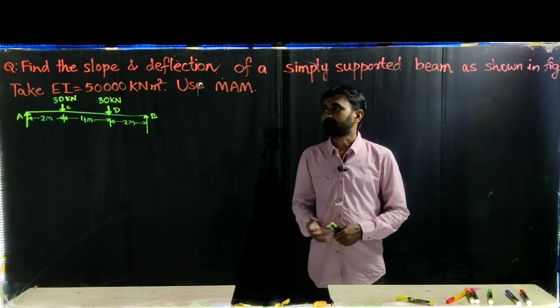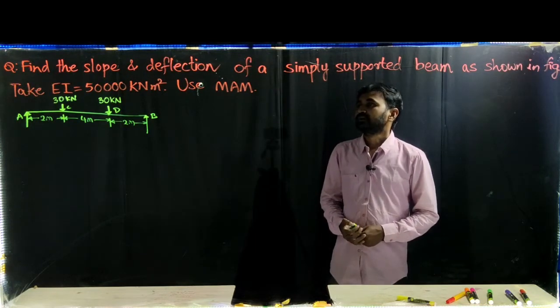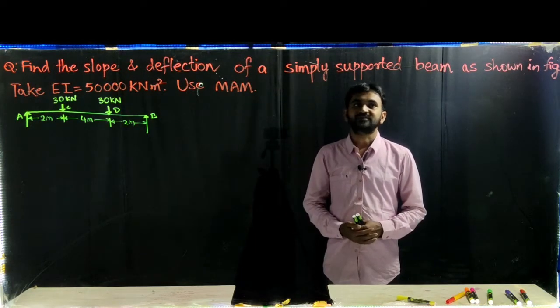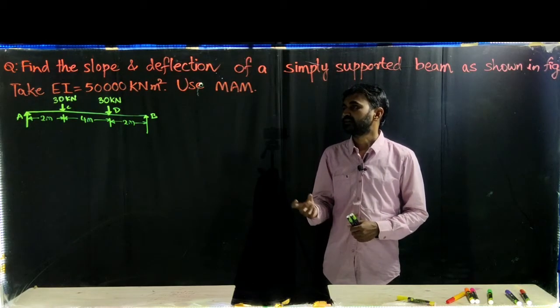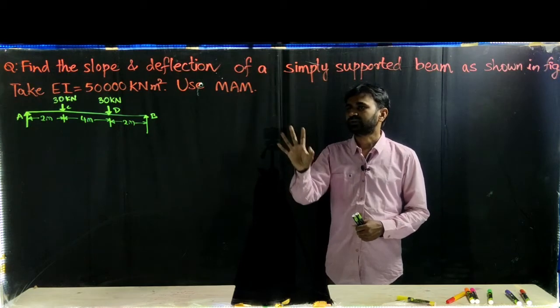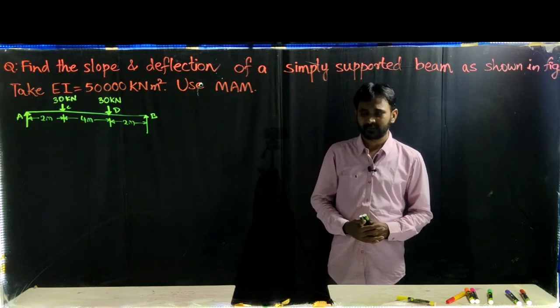Hello friends, we are going to see one more problem. Find the slope and deflection of a simply supported beam as shown in the figure. Take EI equal to 50,000 kilonewton meter square. Use MAM, the moment area method.